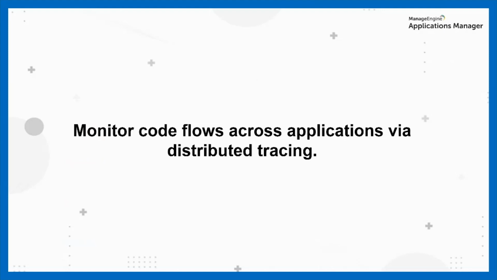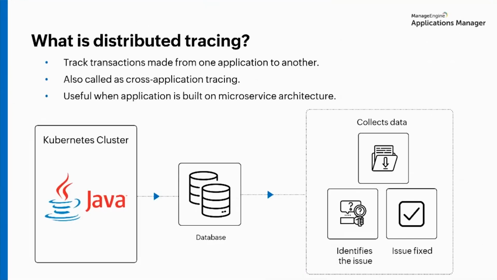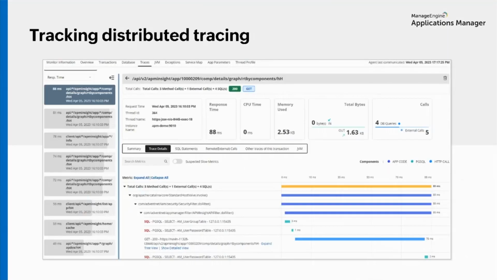The second topic in our agenda is monitoring code flows across the application via distributed tracing. In a microservice architecture, it is necessary to monitor the transactions that are made between two or more applications or services. So, with distributed tracing, you can track the transactions made between two or more applications. Let us understand how tracking is done in distributed tracing.